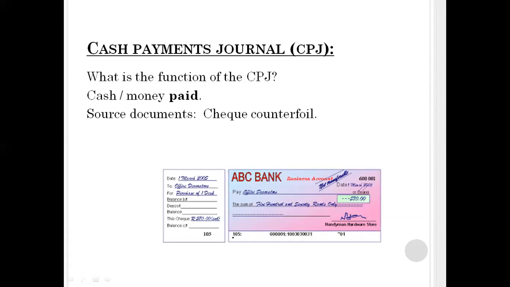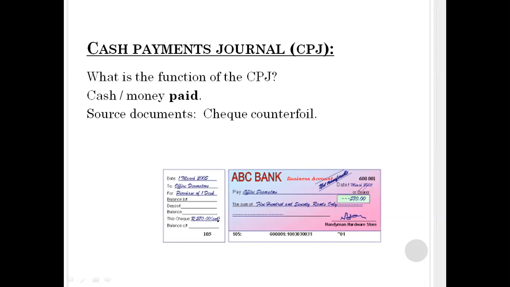Then on the left-hand side, you see a much smaller part, and that smaller part has the same details as the bigger part. So the same date, the same name of the person, the same amount, etc., is going to be on that smaller part. And the smaller part is what we call the check counterfoil.